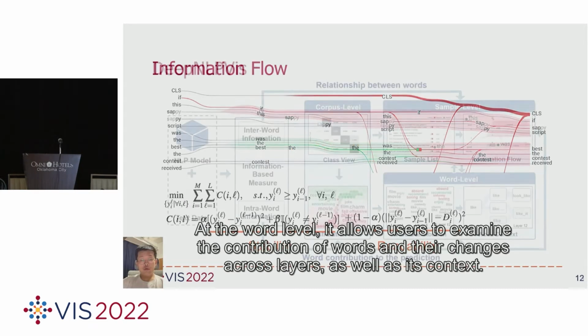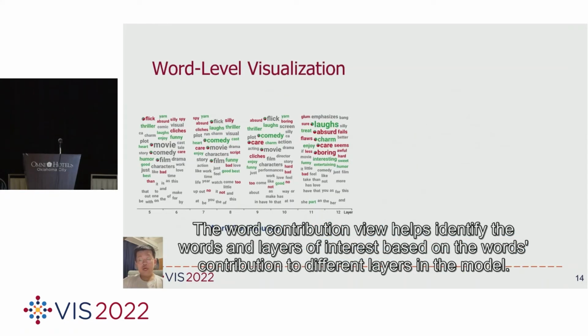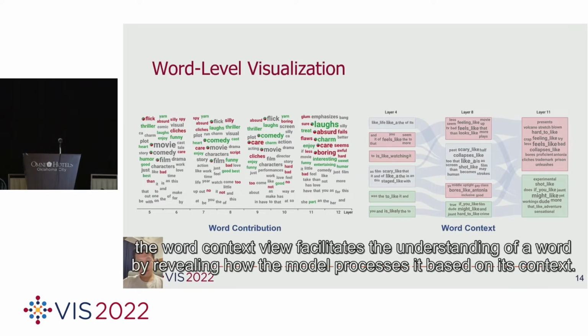At the word level, it allows users to examine the contribution of words and their changes across layers, as well as its context. The word contribution view helps identify the words and layers of interest based on the word's contribution to different layers in the model. After identifying the words of interest, the word context view facilitates the understanding of a word by revealing how the model processes it based on its context.